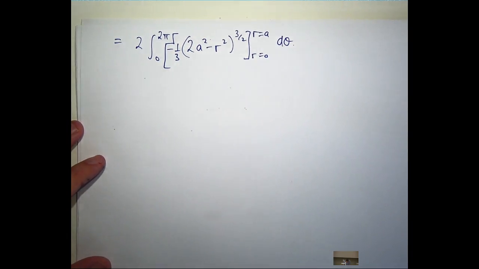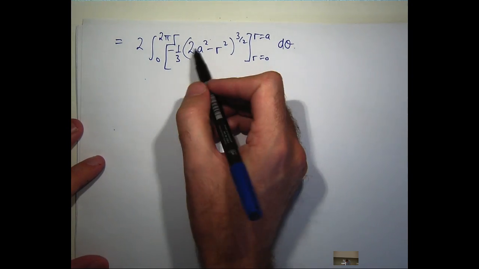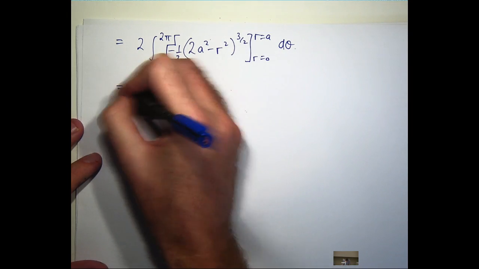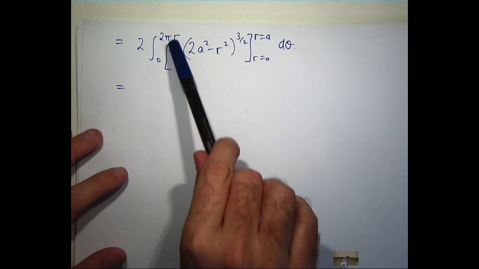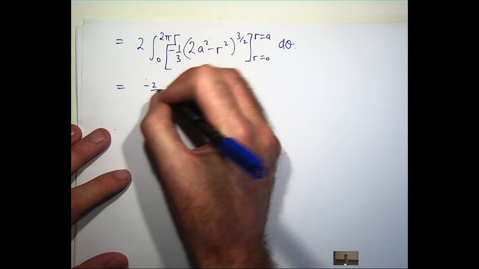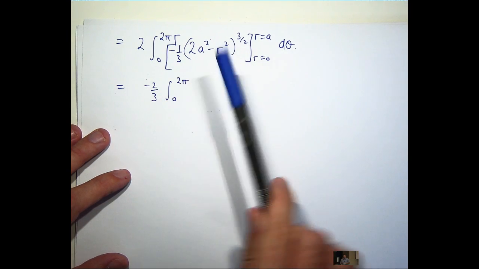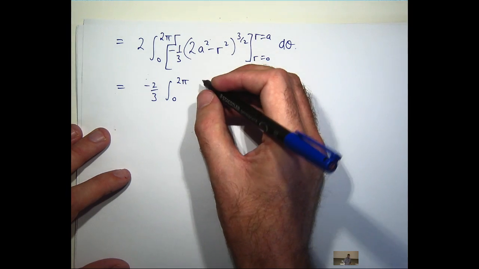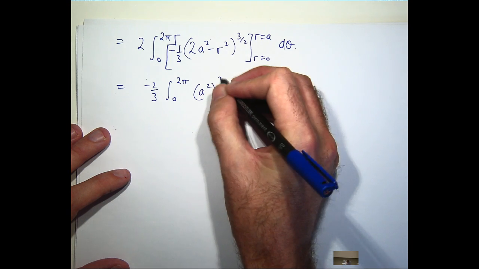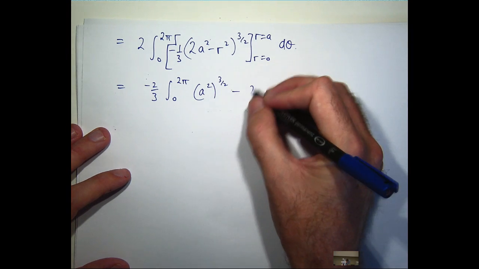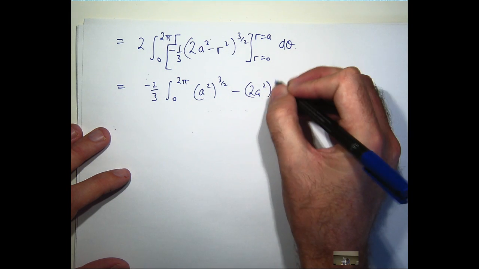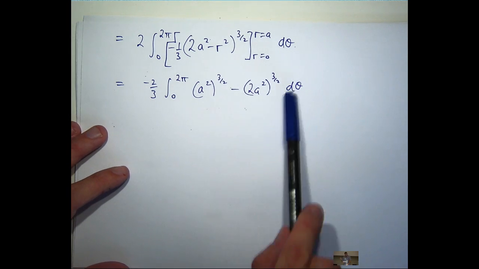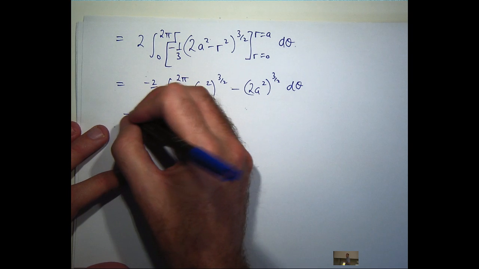Why didn't you eliminate the 2? Because the 2 is already eliminated with the half up here. Yep. So now I guess I can take that minus 1/3 out the front. When I sub in, I'm going to get 2a squared minus a squared, which is just going to be a squared to the 3 on 2, minus 2a squared to the 3 on 2, d theta. Now, if I look closely, nothing in here has anything to do with theta, so when I do my integration, I'm just essentially multiplying by 2 pi.